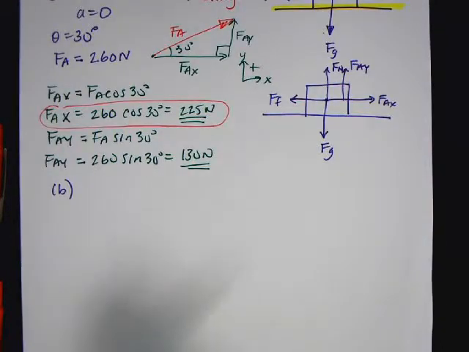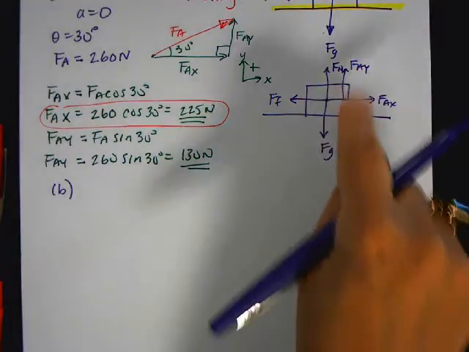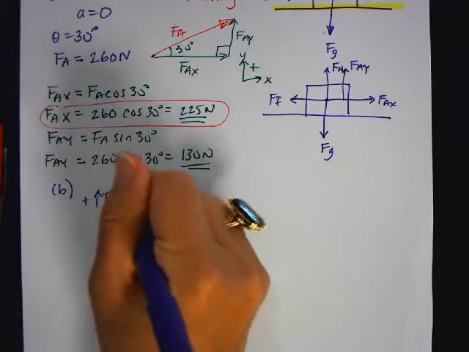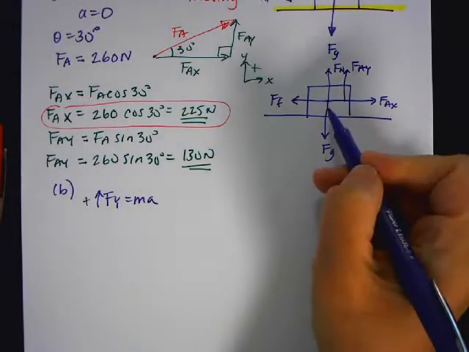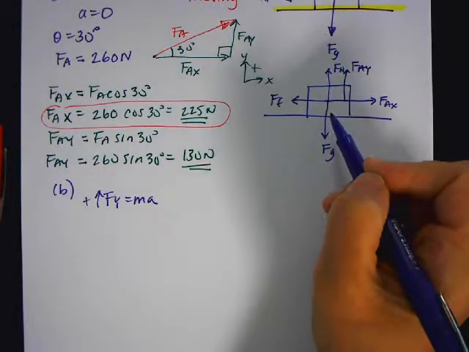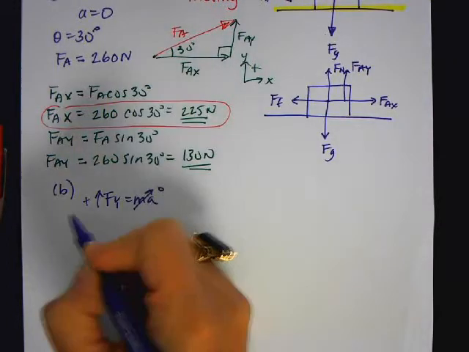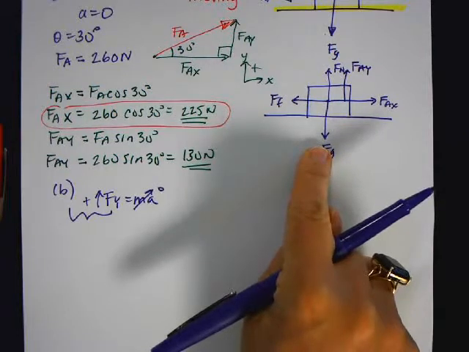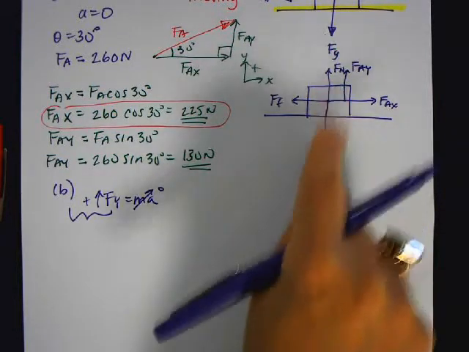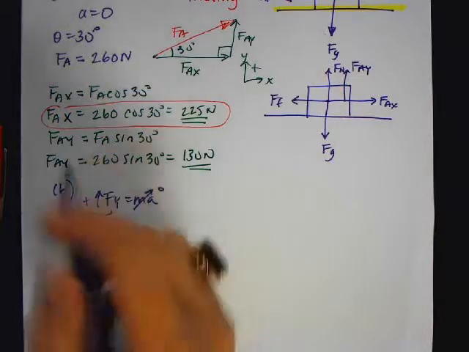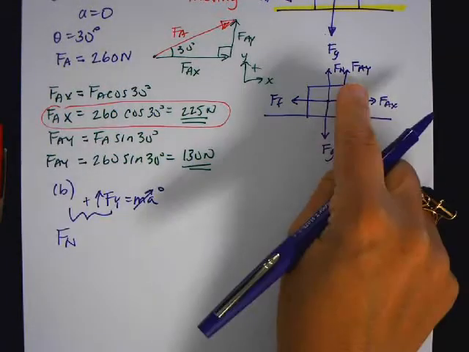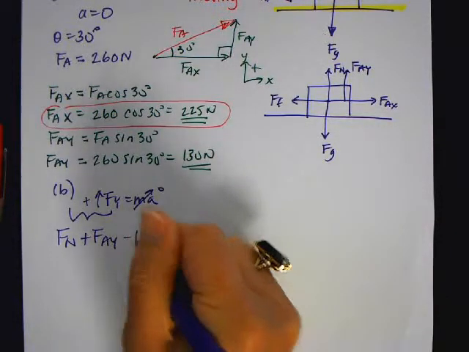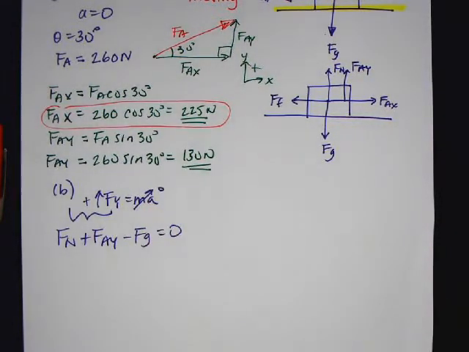For part B, it wants you to find the normal force. Well, the normal force is in my vertical direction, so I'm going to say summation of F of y is equal to ma. Is this block accelerating in the y direction? No, it's not even moving, so this is 0. Now this is the important part. I'm going to look at my free body diagram, and I'm going to look at what's positive and what's negative. So Fn points up, that's positive. FAY points up, that's positive. And Fg points down, that's negative, and that's equal to 0.